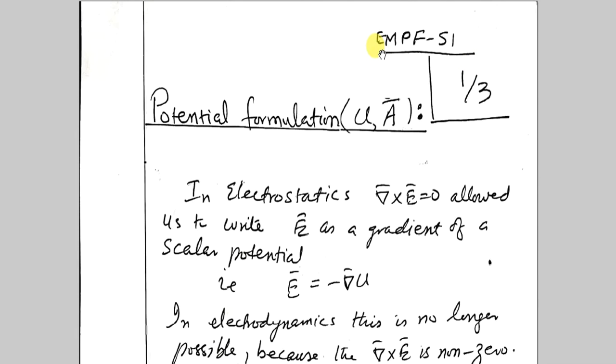Dear students, today's topic is potential formulation, U and A, that is, A vector, the magnetic vector potential. U is the electric scalar potential and A is the magnetic vector potential, at relativistic levels, when things are moving near the speed of light. The topic code is EMPF-S1, electromagnetic potential formulation S1.